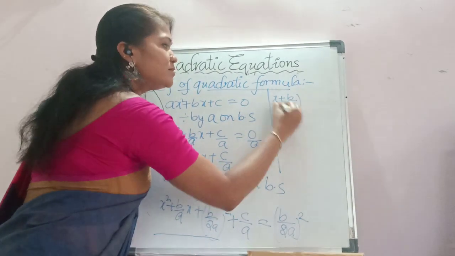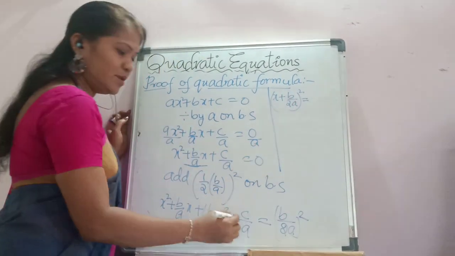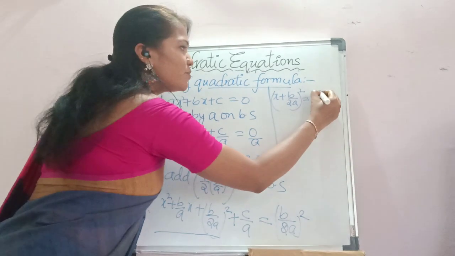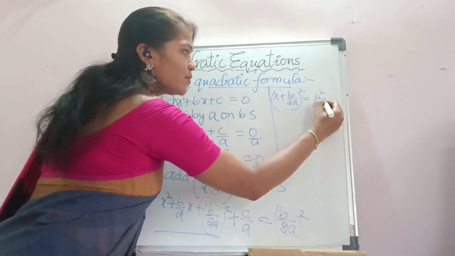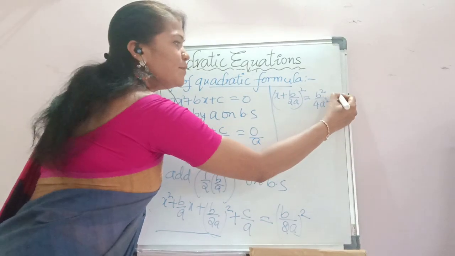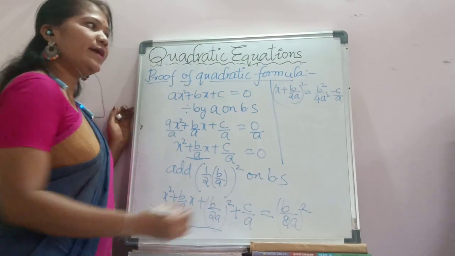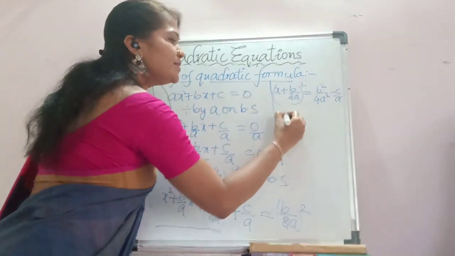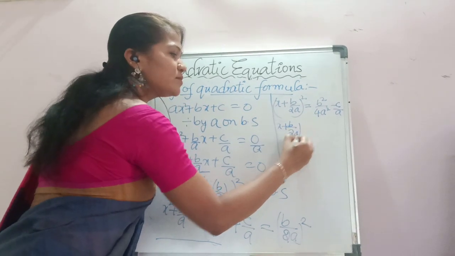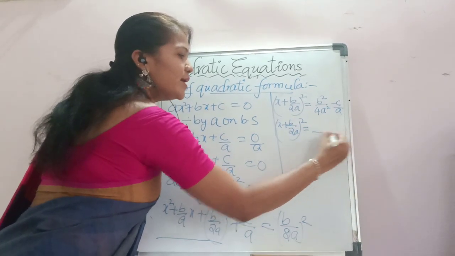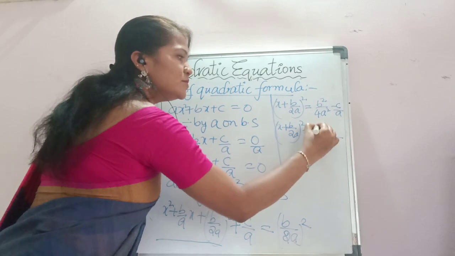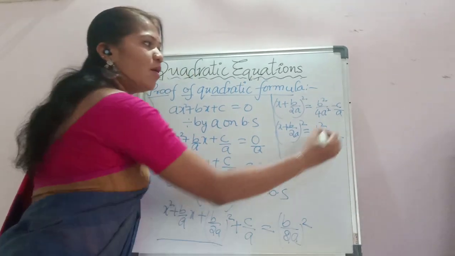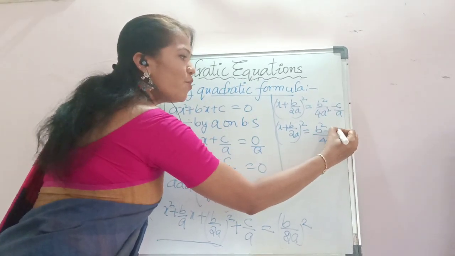b by 2a whole square is equal to... send this to this side. So I'll get b square by 4a square minus c by a. Take the LCM here. (x plus b by 2a) whole square is equal to, LCM will be what? 4a square. So b square minus, already here a. So what will we get?